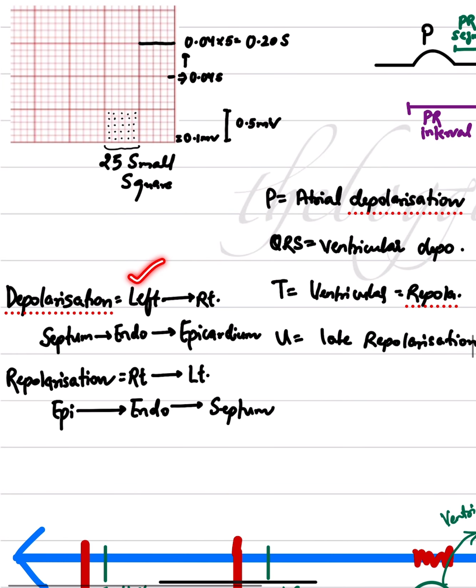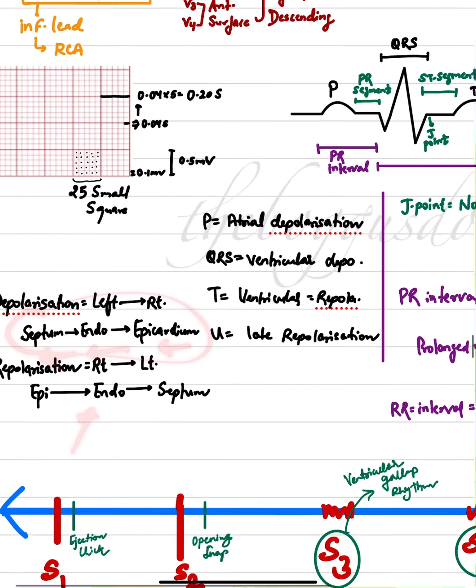Depolarization occurs from left to right, meaning from the SA node to the AV node, and through the septum to endocardium to epicardium. Repolarization occurs in the opposite direction, from epicardium to endocardium to septum.